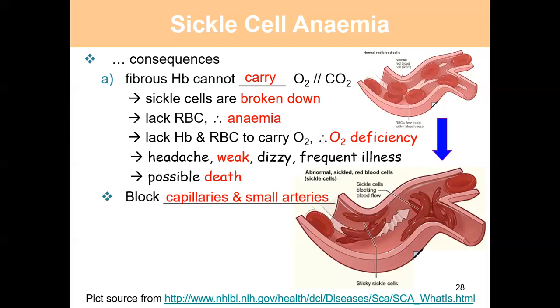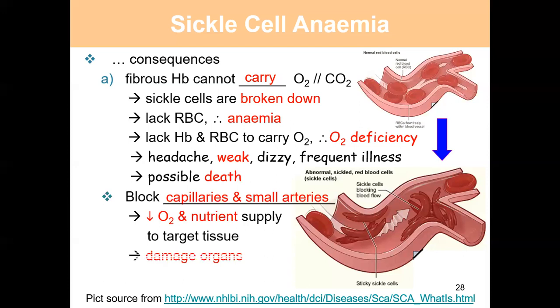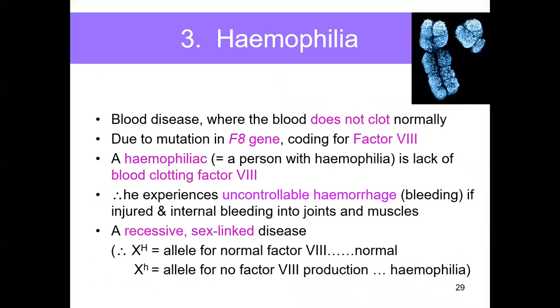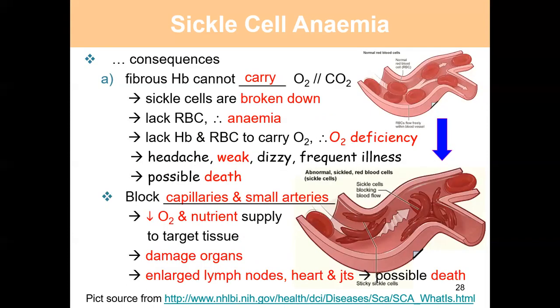Also it can block capillaries and small arteries, reducing nutrients and oxygen supply to the targeted tissue, and organ damage may happen. Okay, so other features like enlarged lymph nodes, heart, joints, possible death. So this person must take care not to allow the body to not have enough oxygen. So that is sickle cell anemia.